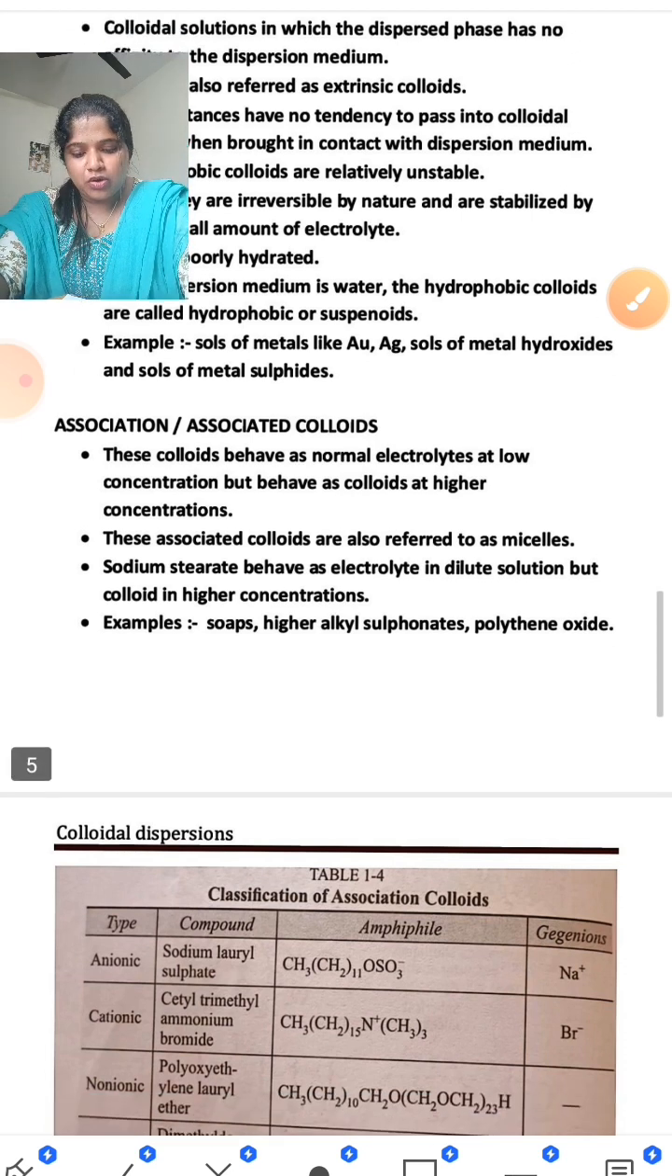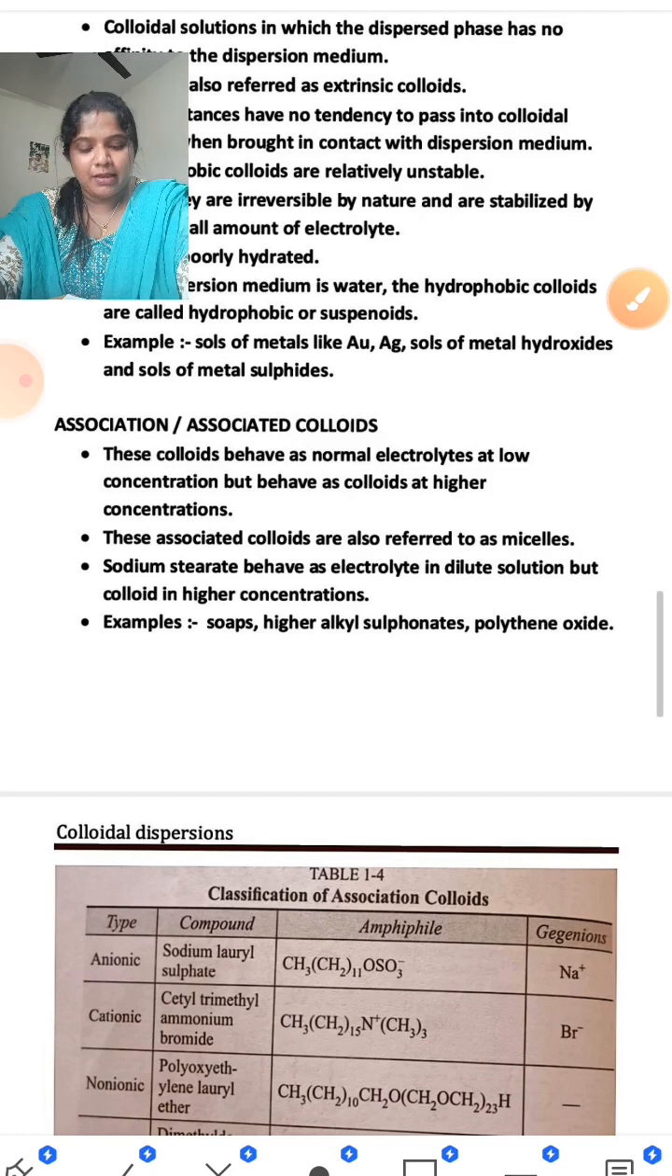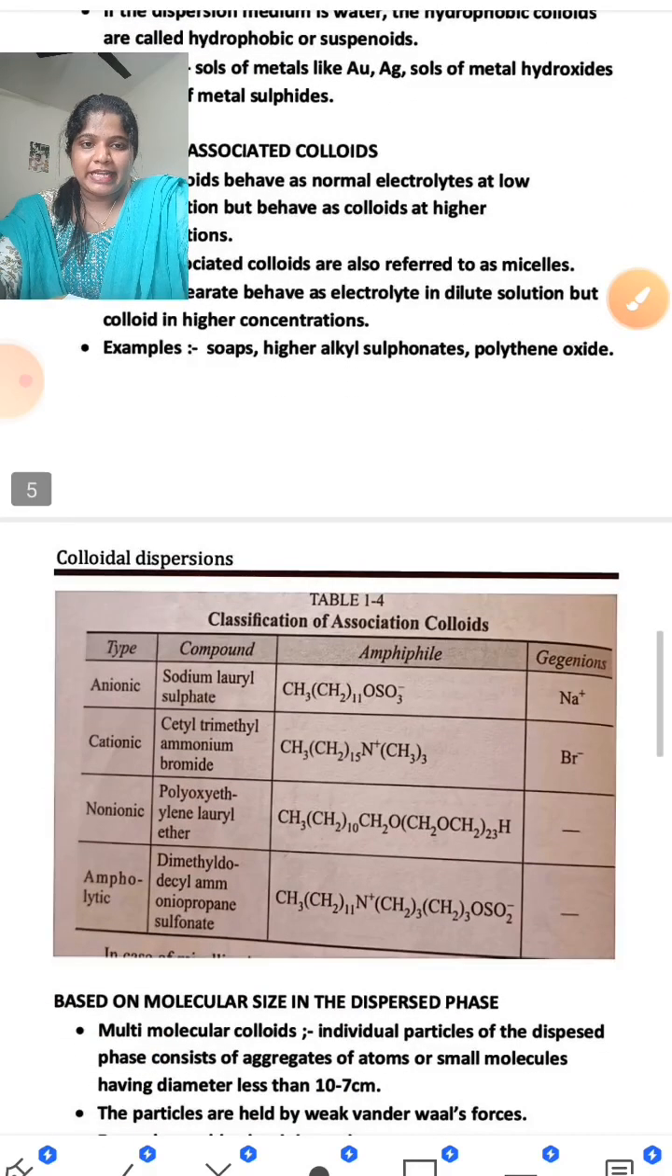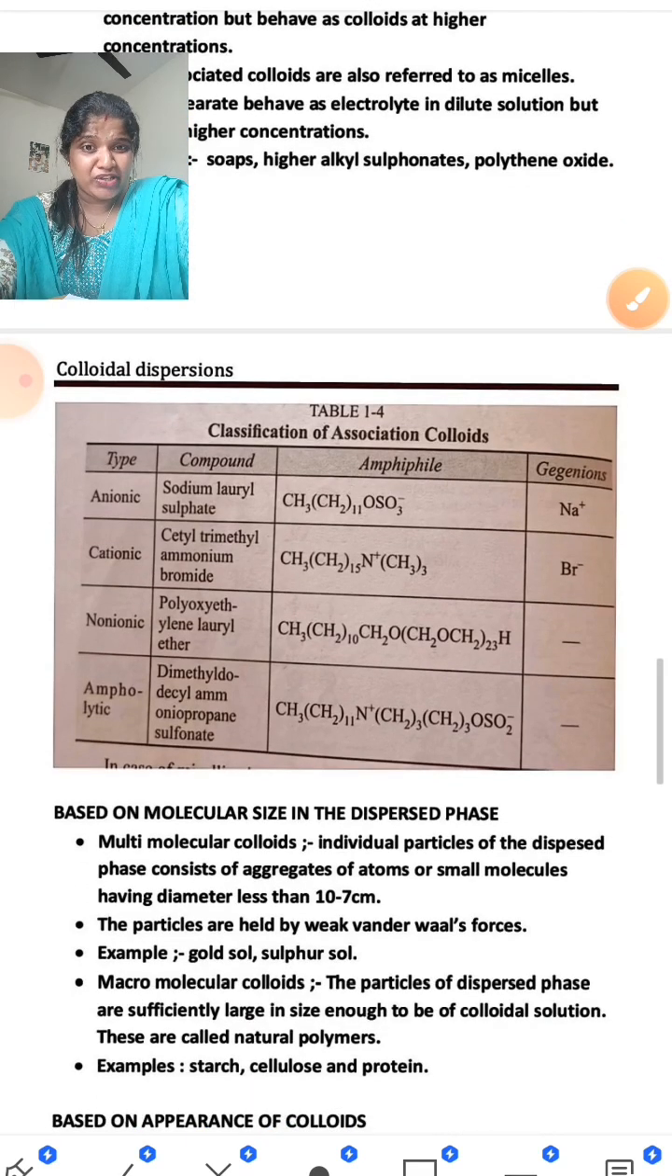So I said these colloids are miscellaneous. We can give examples such as soap, higher alkyl sulfonates, and sodium stearate. Sodium stearate behaves as an electrolyte in dilute solution, but in higher concentrations it shows colloidal properties. You can give that example. These are also anionic, cationic, and non-ionic, you just go through it.